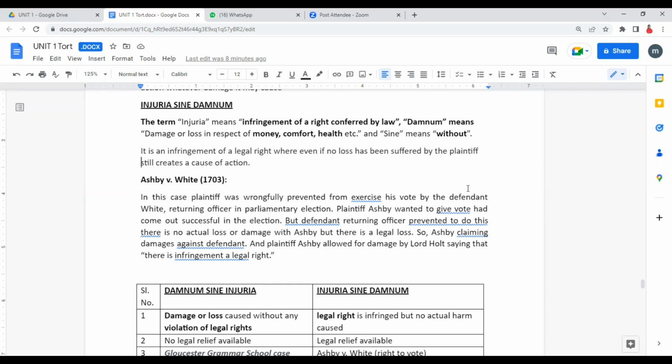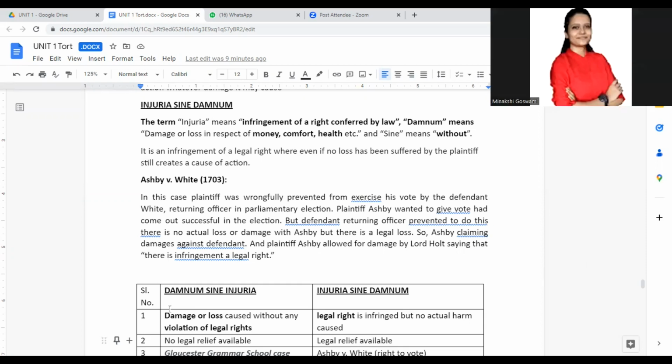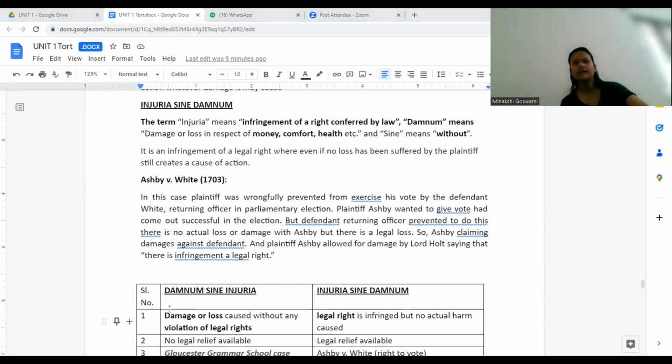So voting is what? It is a legal right. We have a right to vote, and that right was being violated by the presiding officer. So what happened in this case is, his legal right has been violated. He had a right to vote. That right was not given to him.